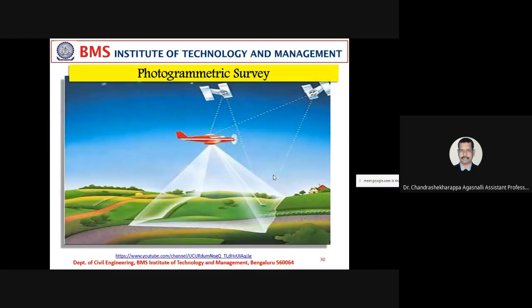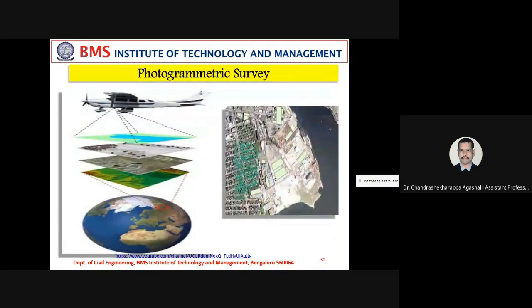This is a photogrammetric survey. It is nothing but capturing images, capturing the features and the objects from a remote place. Photogrammetry is nothing but remote sensing. Through pulsing light and capturing the image properties, that's called your photogrammetry, that's called your remote sensing.